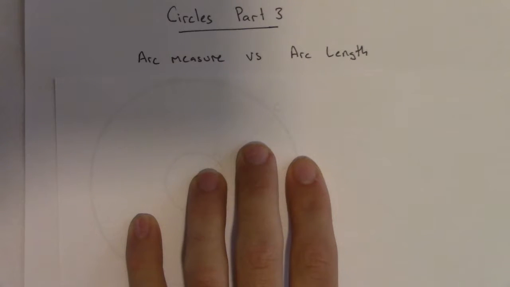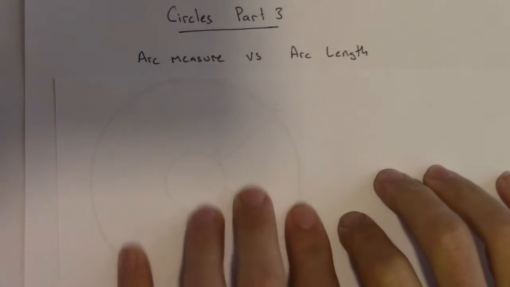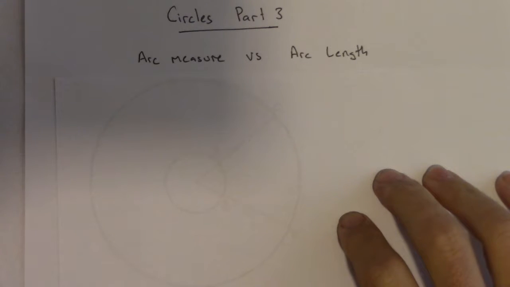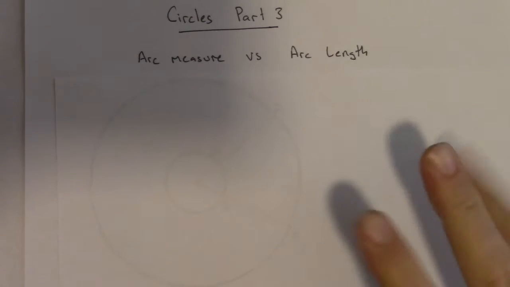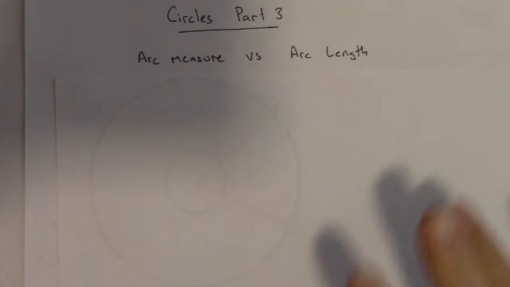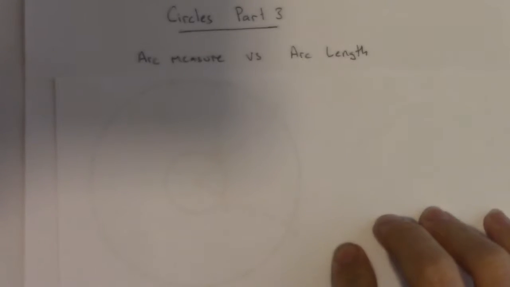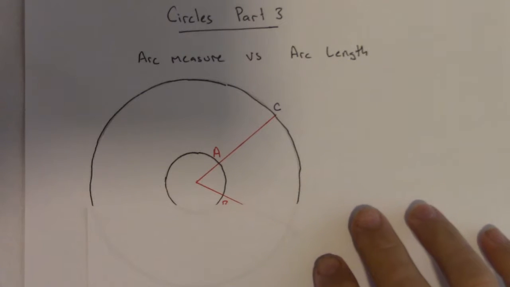Okay, we got circles part 3. I'm going to specifically clarify the difference between arc measure and arc length, because this is one that students often get confused, not because they don't know the difference, but they just mix up the specificness of the vocabulary. So I actually broke my protractor out or compass out for this one.